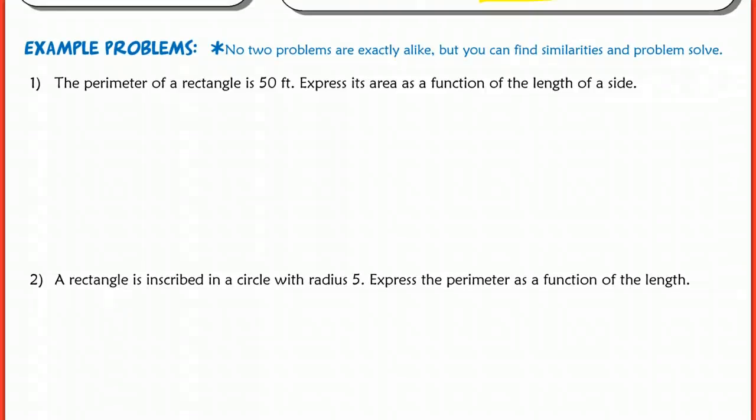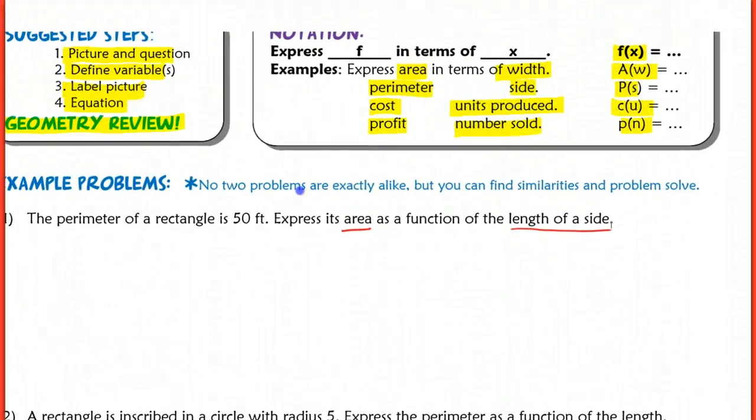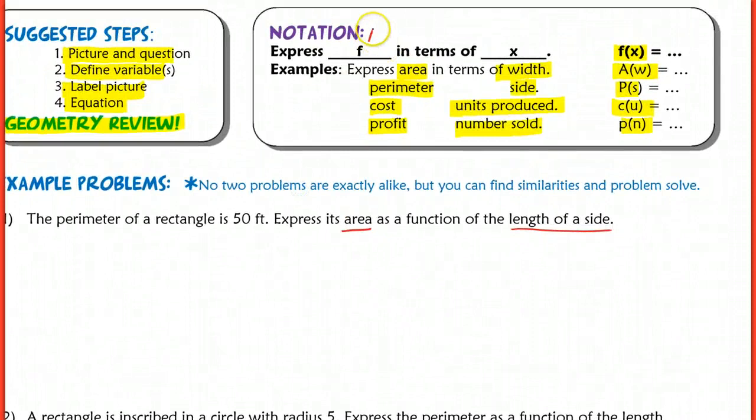Alright, problem number 1 says the perimeter of a rectangle is 50 feet. We are supposed to express its area as a function of one of its side lengths. So right away I want to notice that it's saying area is supposed to be a function of the length of a side. So going back to my function notation, I'm supposed to express area in terms of side length. So let's do area in terms of length. That means I'm doing A of L here. That's what I'm trying to find.